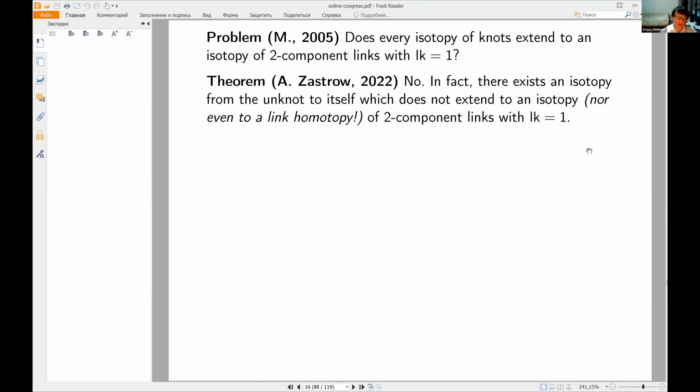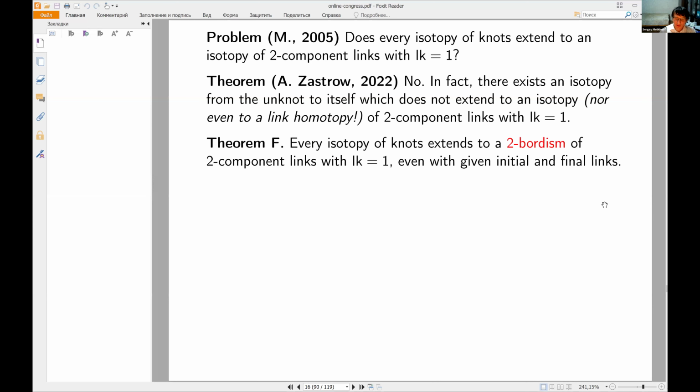Even if you allow self-intersections for the additional components, it's still not possible to extend it in this way. So it doesn't extend even to a link homotopy of two-component links with linking number 1. However, you can devise still weaker equivalence relations than link homotopy. So link homotopy is very weak, but you can do still weaker.